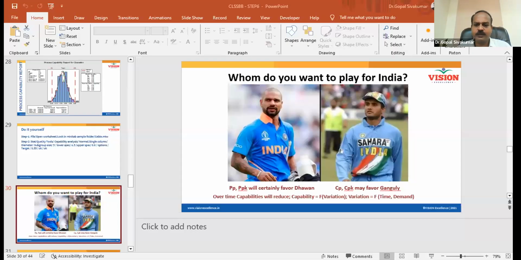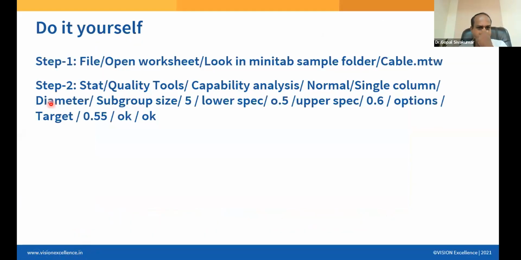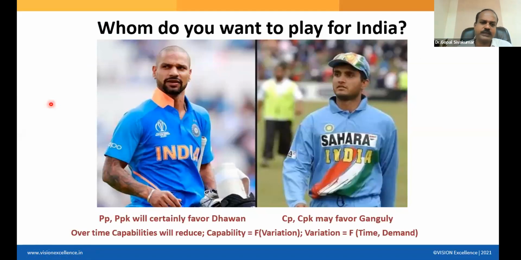Process capability, we talk at step number six. Am I correct with my language, all of you? So what is step number six in DMAIC? Measure the baseline performance, right? That is your step number six, and that's where we do the capability analysis.